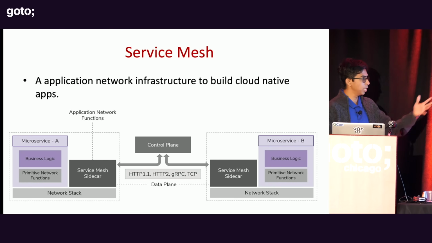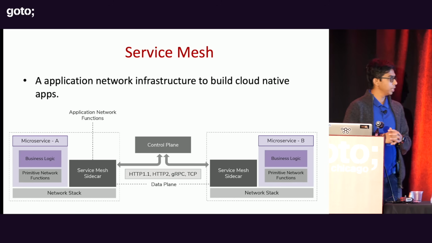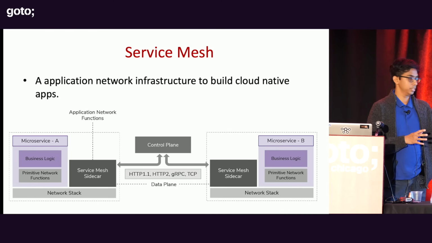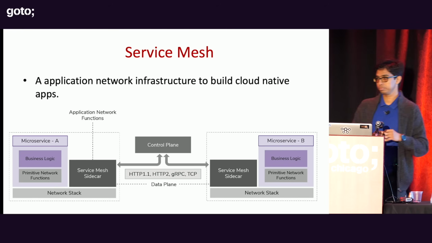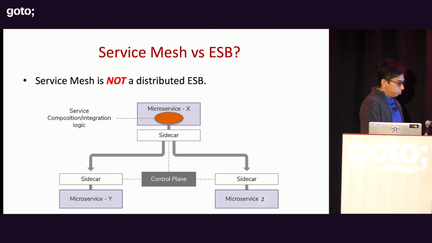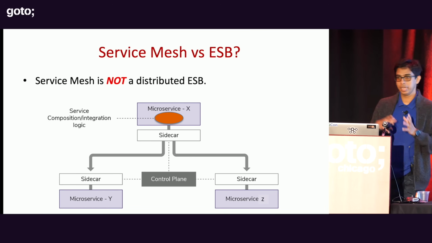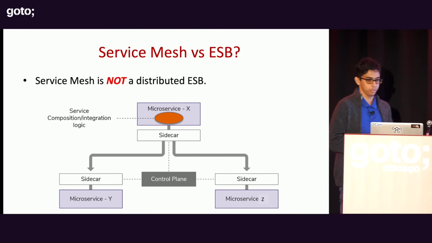So this architecture is becoming really popular, but again, one thing we have to realize is we will only offload non-business logic related configurations, right? You won't be developing any business logic related things inside the sidecar. So obviously, service mesh is not a distributed ESB. Many people have interpreted this as a distributed ESB, but it is not, right?